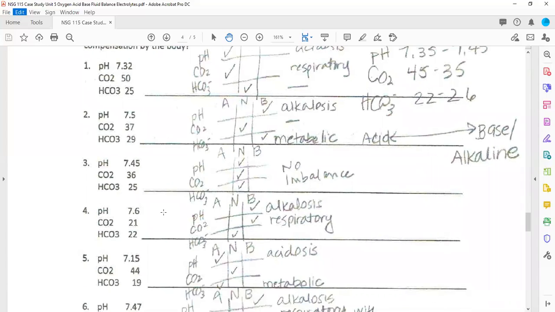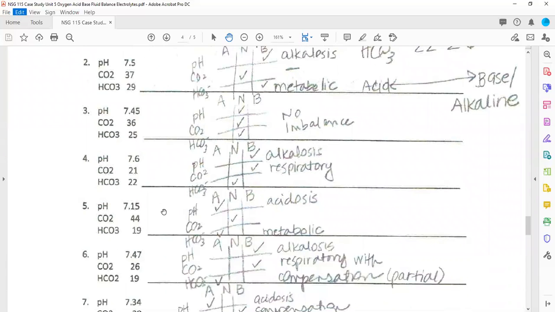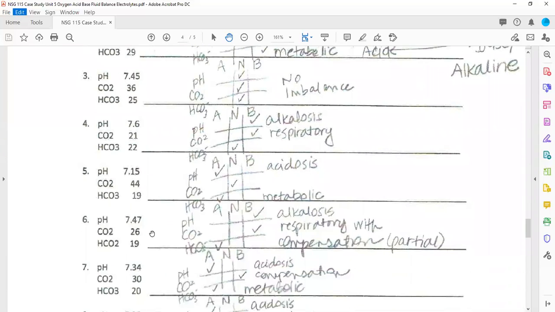So I'll let you work on some of those. I'm going to skip down to 6. This is one where we said that none of the values are normal. So pH 7.47 is high, it's alkalotic. CO2 is low, which means it's alkalotic. And bicarb is low as well, which means it's acidic. So with this one, we get respiratory alkalosis with partial compensation.